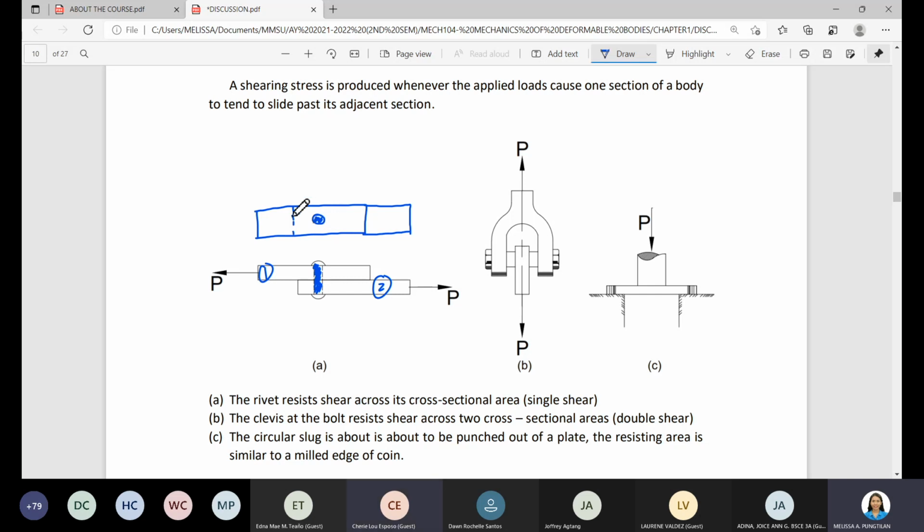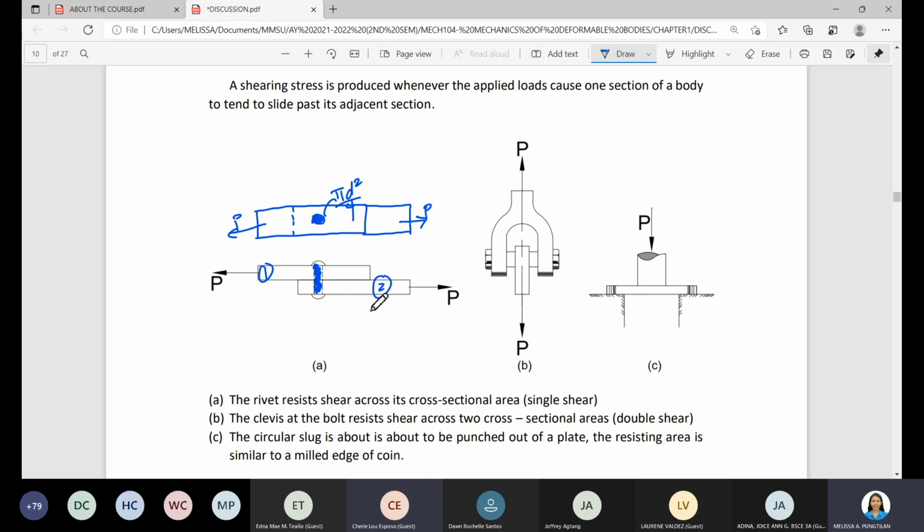Okay, kasi yung force, yan yung force P. So, ano yung force P? That is parallel, or yung cross-sectional area that is parallel to the force P. So, ito yan. So, this is the resisting area which is equal to pi d squared all over 4. Okay? So, yan yung concept ng single shear. Isang cross-sectional area lang yung nagre-resist dito sa ating material.